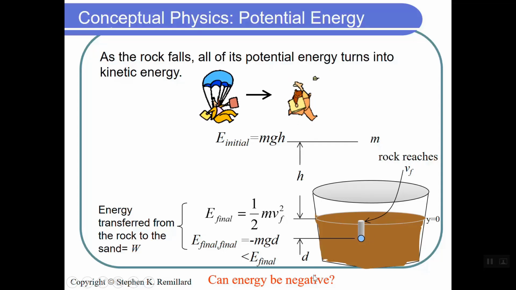To answer this question, can energy be negative? Potential energy can be negative. Kinetic energy can never be negative. It makes no sense. There's nothing in here to be negative. Mass can't be negative, and velocity is squared, so it can't be negative. But mg distance can be negative if you're at a negative height. Potential energy is relative to some place, usually the ground. So we'll say potential energy is relative.